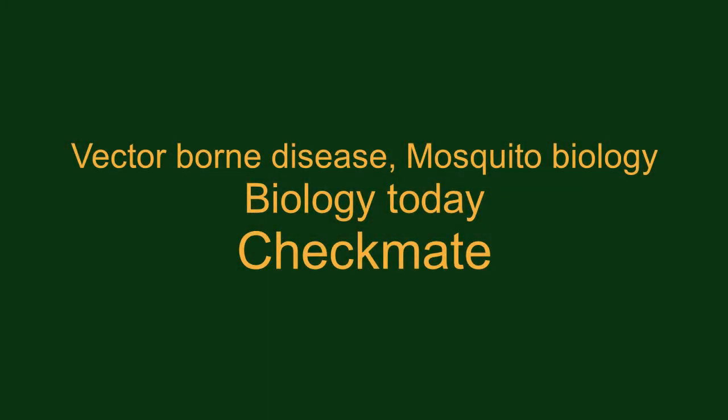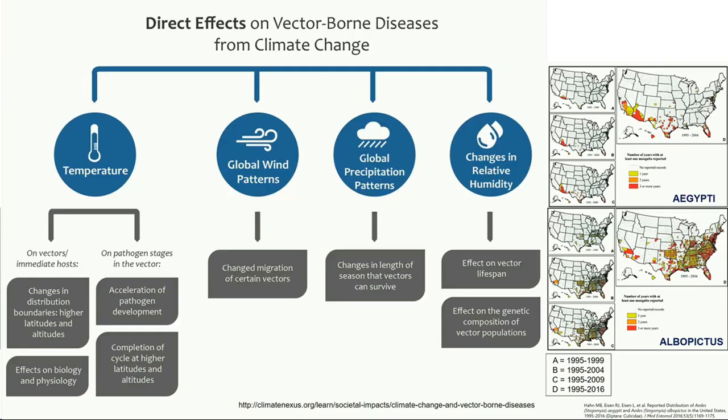The effects of vector-borne diseases, direct effects from climate change. You can see that the Aedes range has expanded from 1995 to 2016. With increased temperature, the Aedes range is covering the whole of United States. There are changes in distribution, in boundaries. These vectors can move to higher latitudes and altitudes.